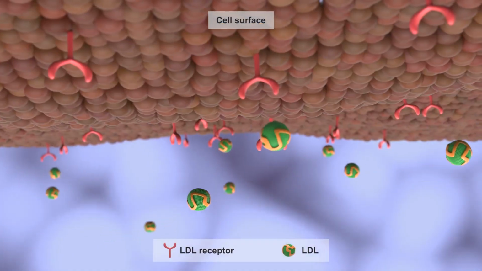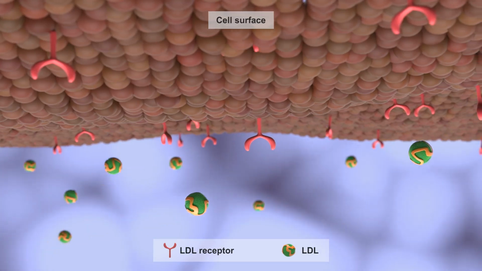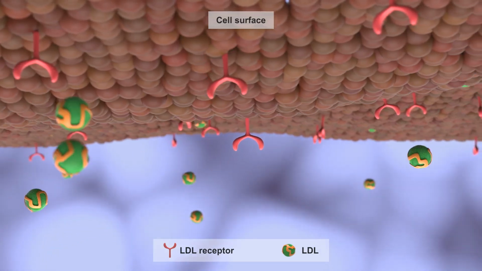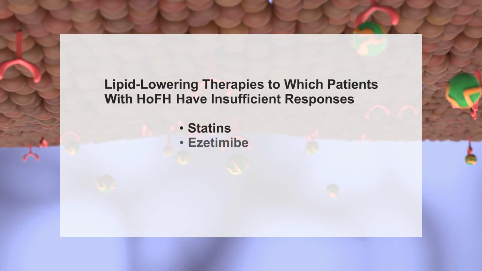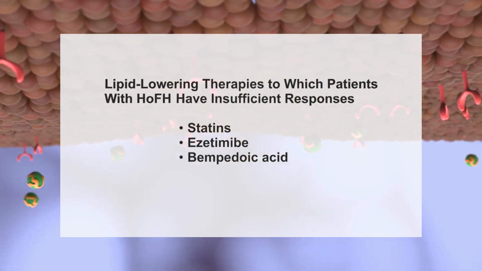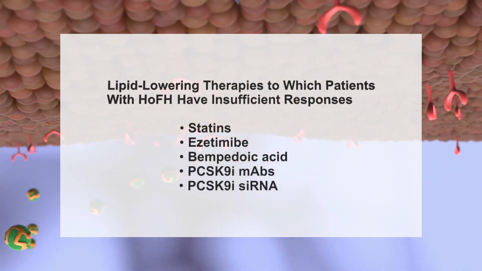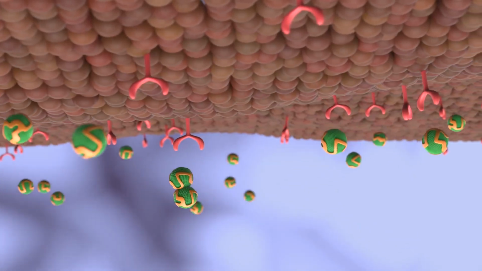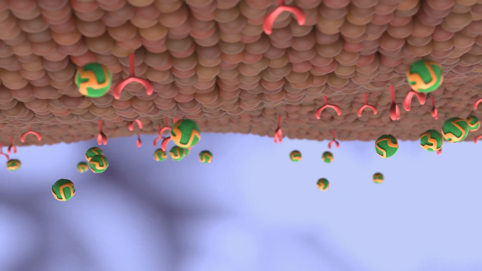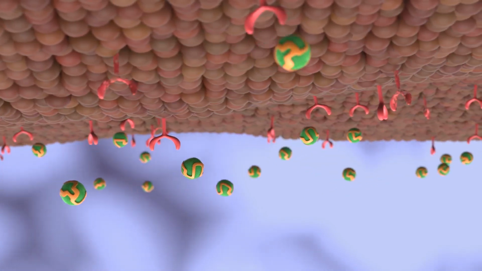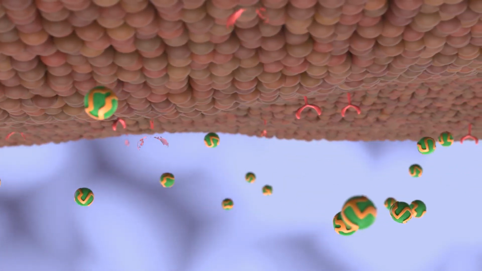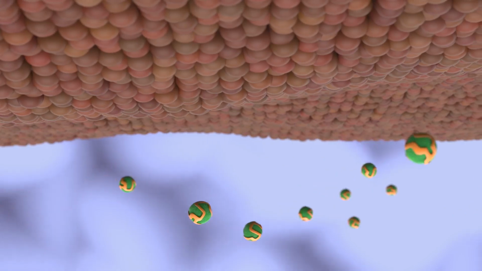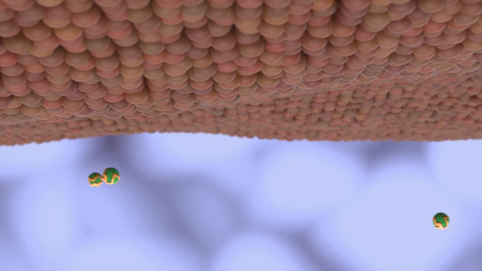Patients with HoFH typically have insufficient responses to most recommended lipid-lowering therapies, such as statins, ezetimibe, bempedoic acid, and PCSK9 targeting agents, which depend directly or indirectly on functioning LDL receptors. Because their LDL receptors work ineffectively, are few in number, or are completely absent, patients with HoFH need lipid-lowering treatments that work independently of the LDL receptor.